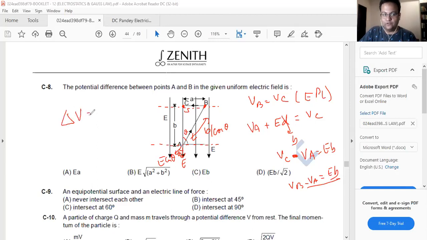The potential difference for a uniform field can be written as component of electric field into the distance that I moved. How much is the component of electric field? E cos theta. And how much is the distance that I have moved? B by cos theta. एक ही बात है. So cos theta cancels off. I get EB. Okay, next, which question?